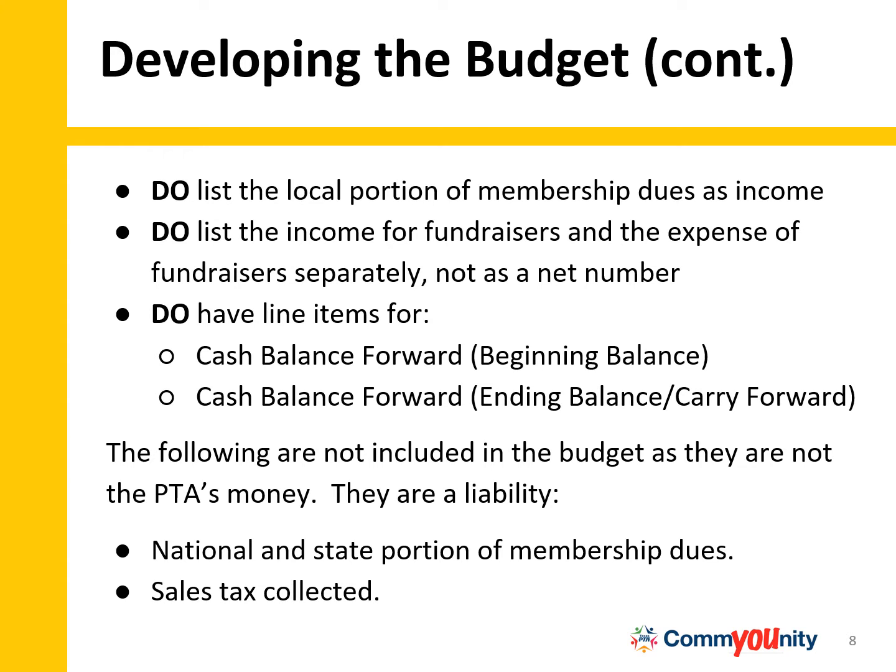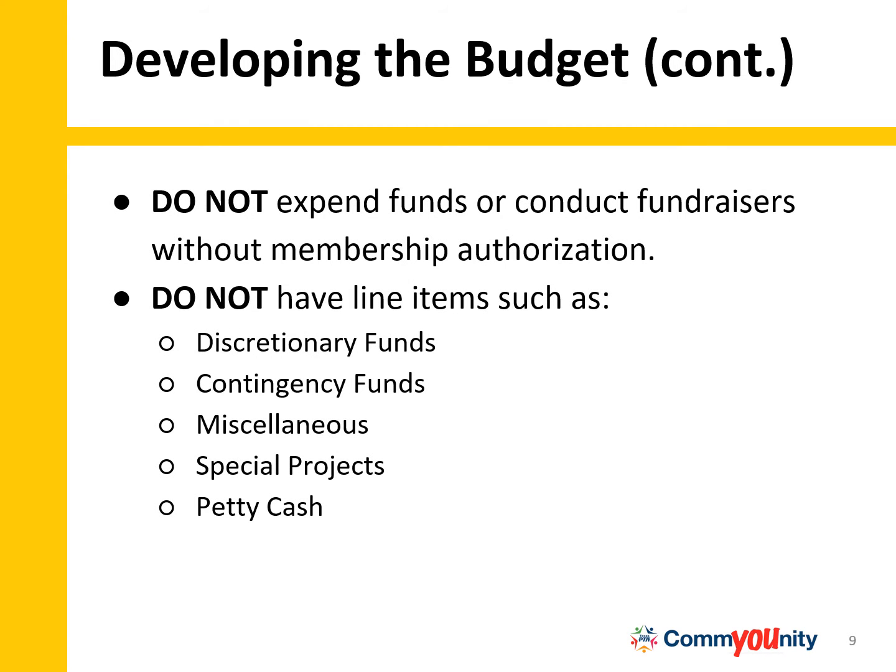These items are recorded as liabilities in the PTA's records. In some financial tracking systems, this can also be called an escrow account. Membership must authorize all fundraising and expenses through approval of the budget or amendments to the budget. Budget line items need to clearly indicate the intent. The first 4 items listed are not detailed enough for members to know how the funds will be spent. The 5th bullet, petty cash, cannot be a budget item.